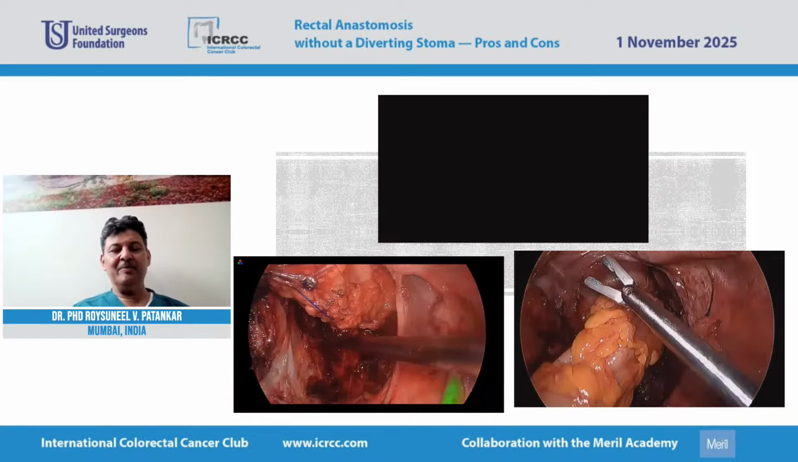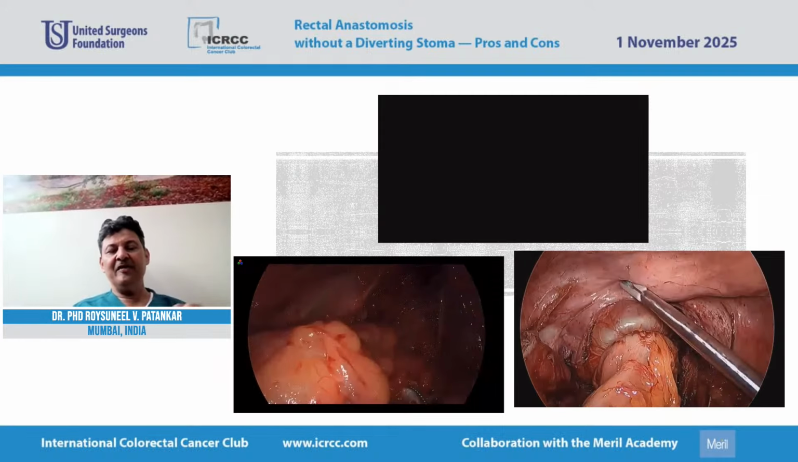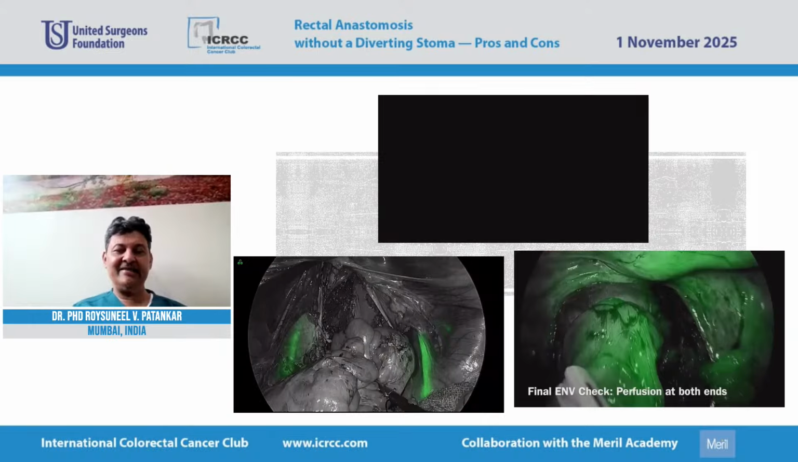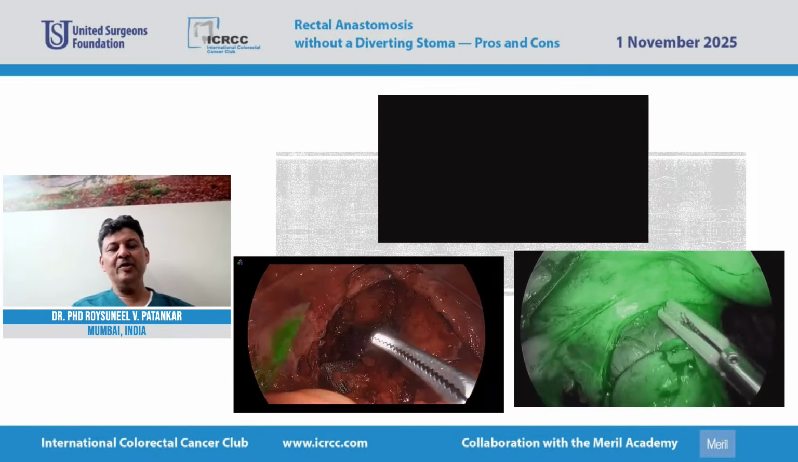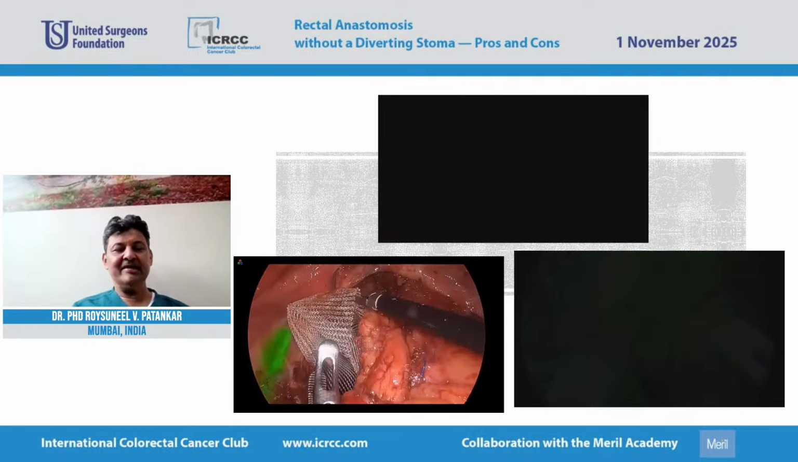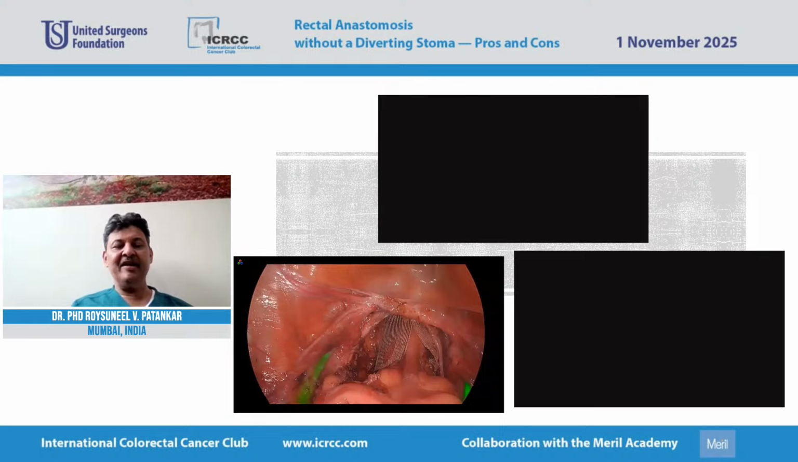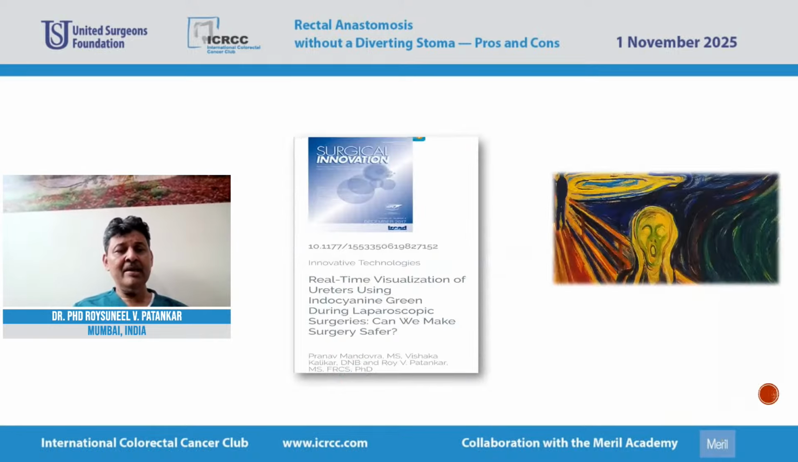You can see this video on the bottom left, where there is ICG and the green of the ureter is seen almost up to 4 hours after injecting the ICG. The longest case we have done is a pelvic exenteration where the ureters were beautifully visualized. And this is a patient where I'm doing a redo ventral mesh rectopexy, where you can see the ureters beautifully outlined. This is our paper published in Surgical Innovations in 2018. We were the first group in the world to demonstrate this.